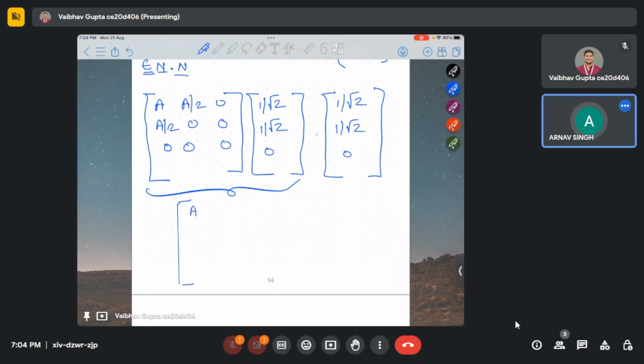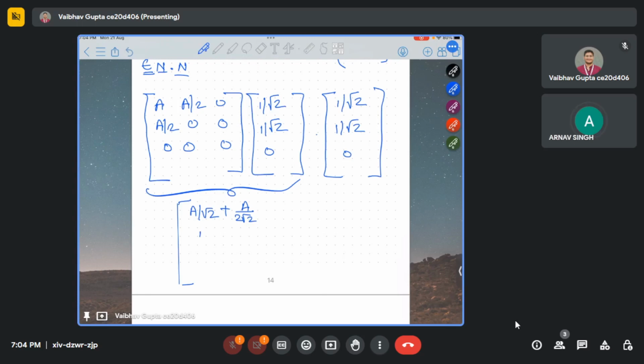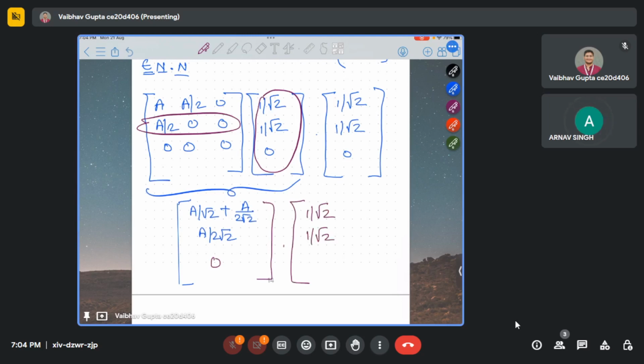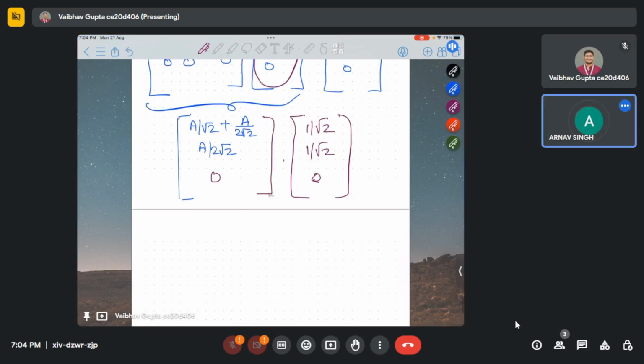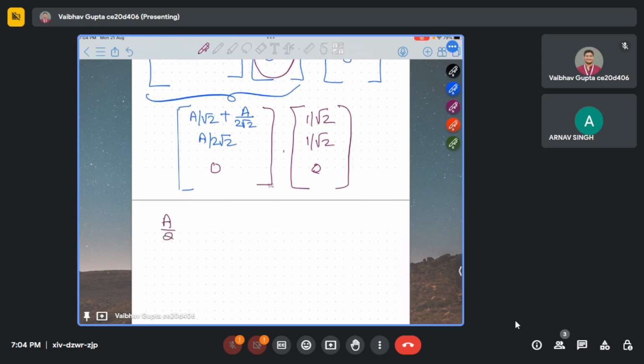A upon root 2. A by root 2 plus A by 2 root 2. A by 2 root 2, 0. Here A by 2 root 2. And last is 0. This is 1 by root 2, 0. So what we'll get? A by 2 plus A upon 2 into 2 into 2 plus A by 2 into 2. Got it?